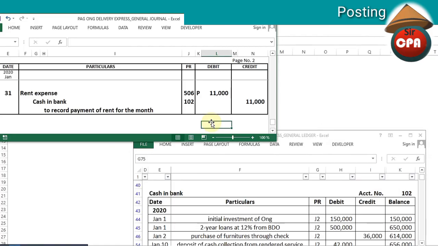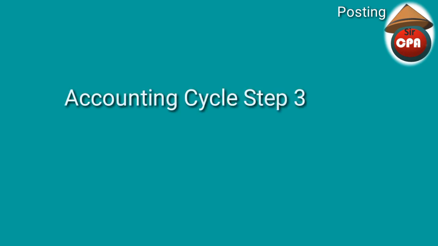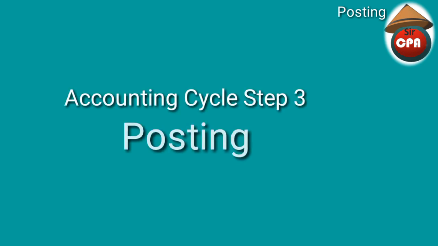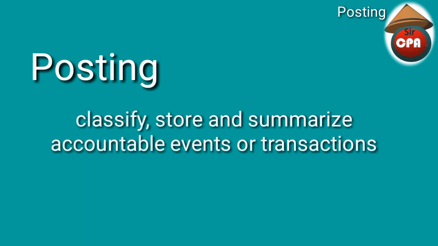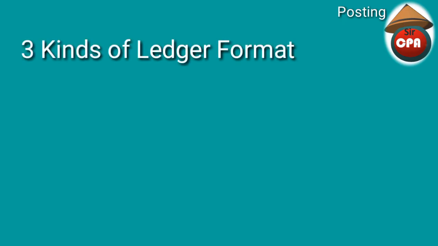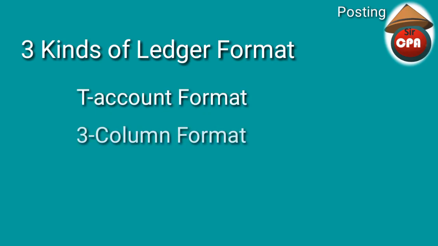So let's refresh our discussion. Accounting cycle, step 3, posting. In this step, we need to transfer all the records from the general journal to the general ledger. Here, we classify, store, and summarize accountable transactions. We have 3 kinds of ledger format. Number 1, T-account format. Number 2, 3-column format. Number 3, 4-column format. And I hope, class, you learned something today.